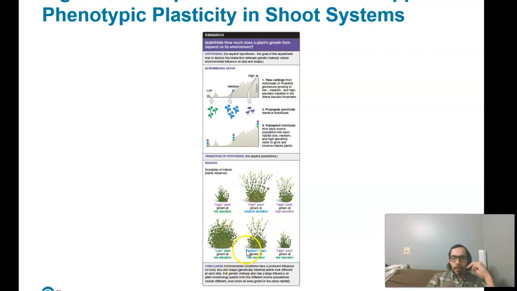So what they found was that the environment did play a great influence on the body size and shape of genetically identical plants. Okay. But the genetic makeup also has a large influence on the plant morphology. So these are plants from different source populations that look different even when they were grown in the same habitat.